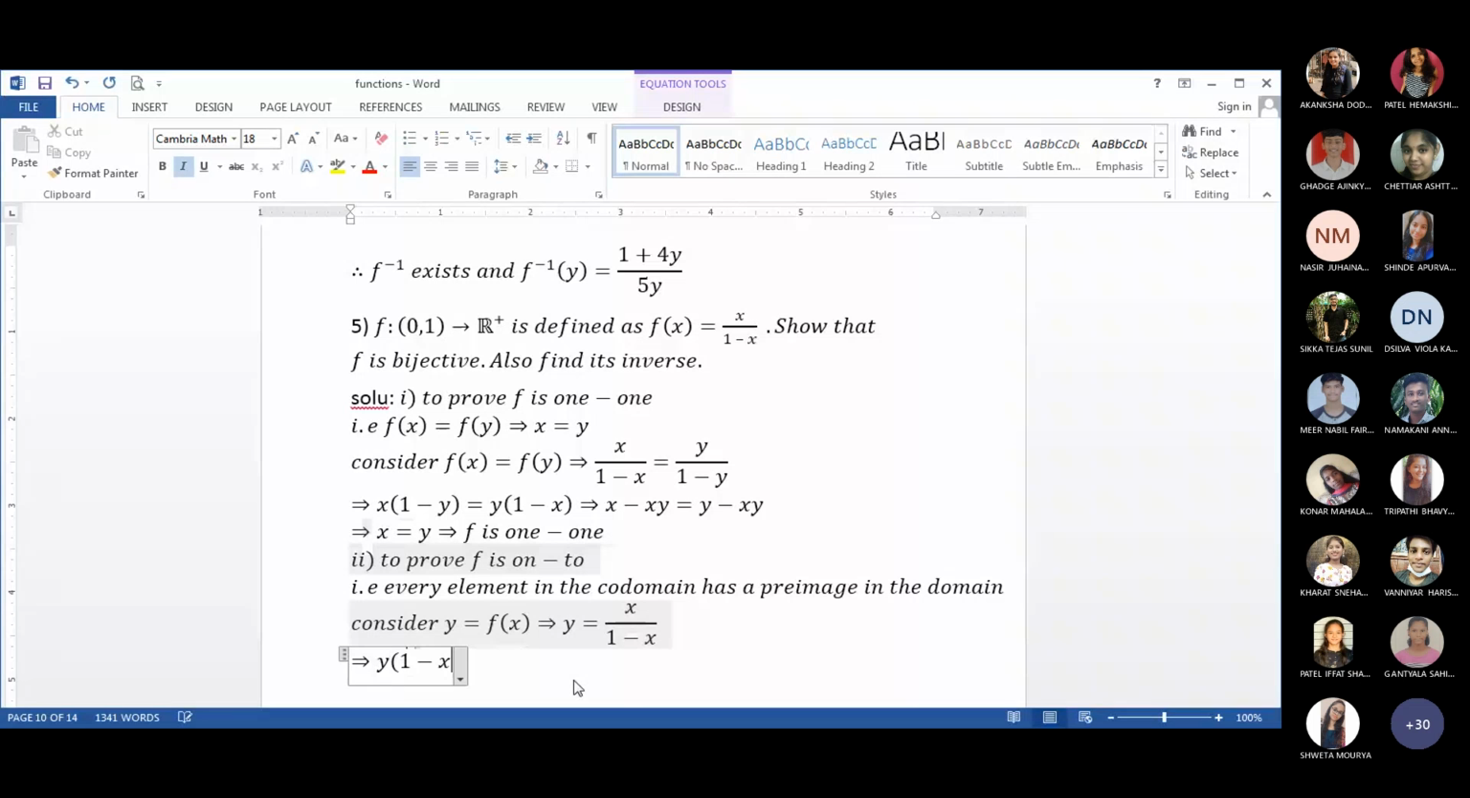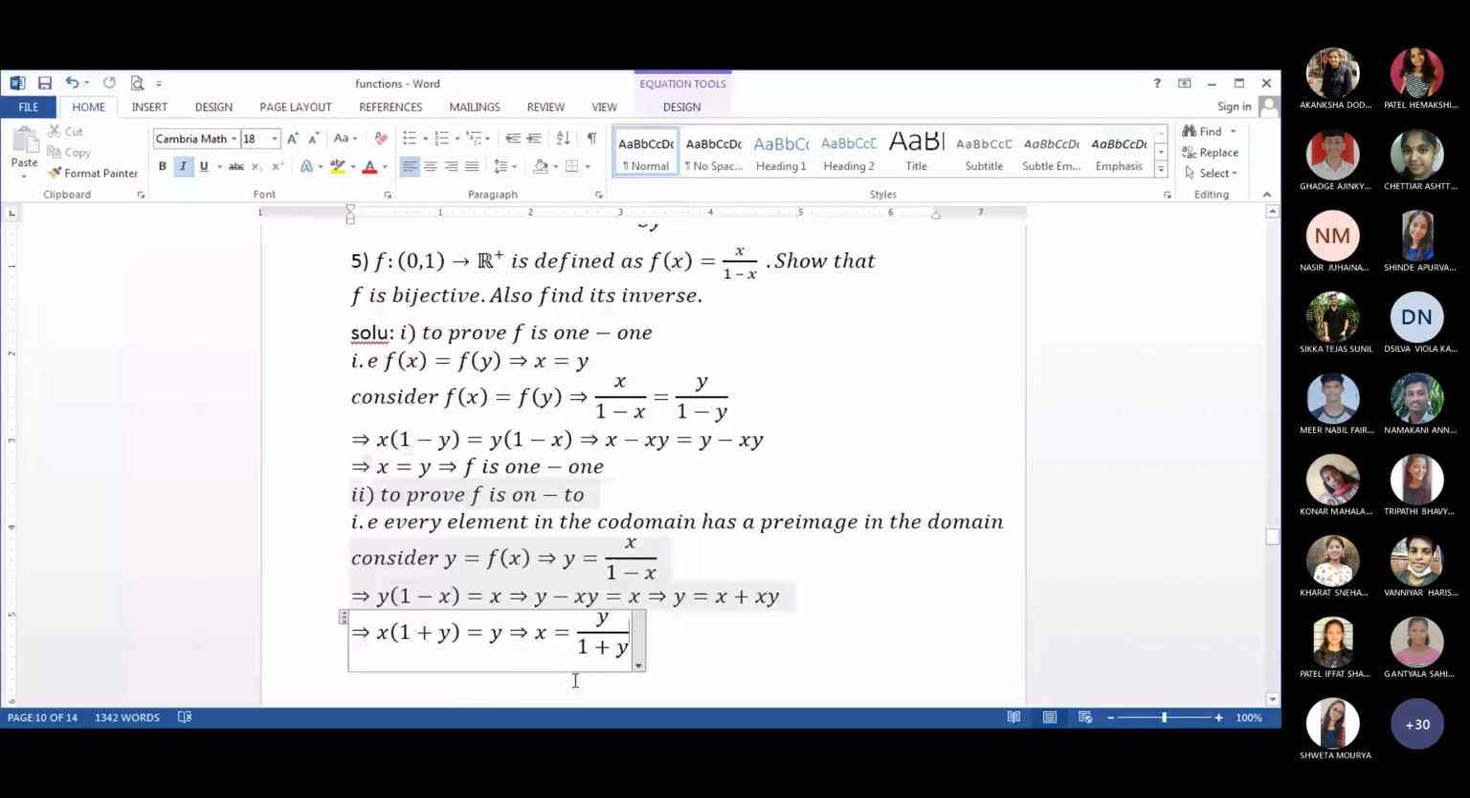So the first step would be that I cross multiplied. So I get y into 1 minus x as x. Then I will open the bracket. So I get y minus xy equals x. After that, the xy term, no, yes, I want x in terms of y. So what I will do is take the xy term from the left-hand side to the right-hand side. So I'll get this, and from here on the right side I take x common. I can write it like this, and this gives me my x as y upon 1 plus y.